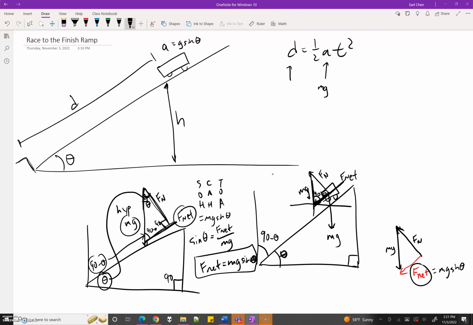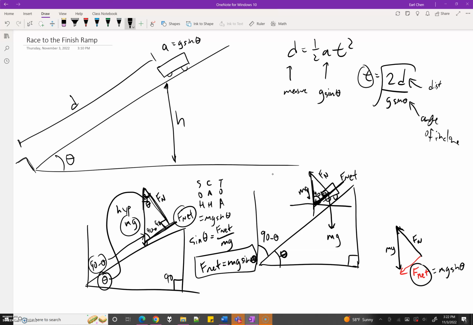a is mg, sorry, a is g sine theta, not m. a is g sine theta, d we measured, it's something that we can measure and adjust. And then t is what we're solving for. So what do we do? t then equals the square root of 2d over g sine theta. Okay, so you can change d and you can change theta. All right, distance up the ramp and angle of incline. You can change distance up the ramp and angle of incline to adjust t of the ramp.